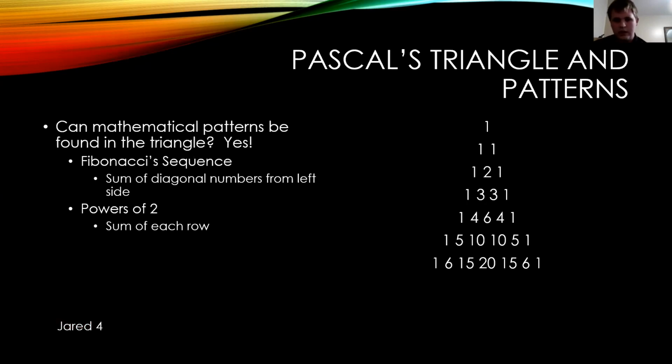You can also get powers of 2 out of the triangle by simply adding the sums for each row. For example, the second row's sum is 2, which is 2 to the first power. The third row's sum is 4, which is 2 to the second power, and the fourth row is 2 to the third power. Now, why was it better that Pascal's triangle was used instead of just explaining these patterns on their own?